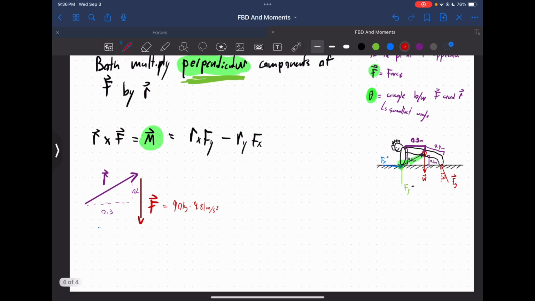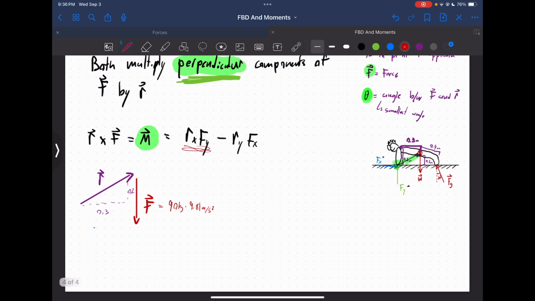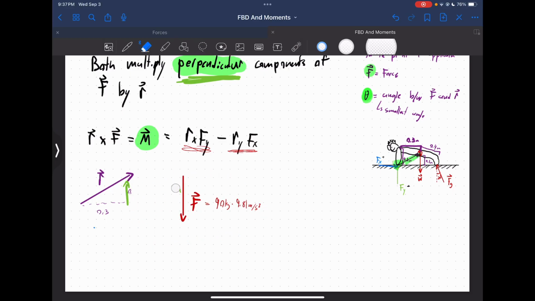And in that, with this equation, what do we do? We have r, we'll grab F away. We have ry and rx. And F is going to be Fx, Fy, but Fx is 0 because it's purely in the vertical.